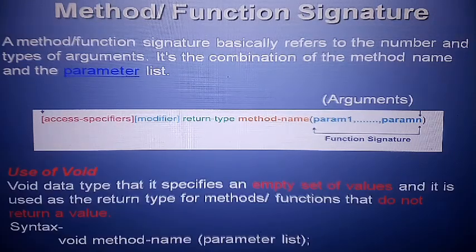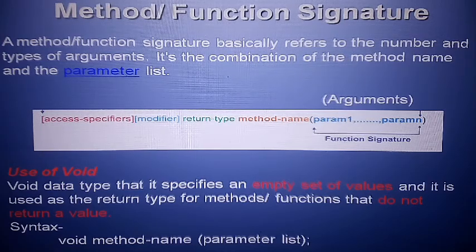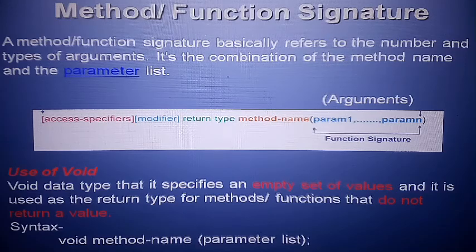After that, the use of void. The void data type specifies an empty set. It means void does not have anything, and it is used as the return type for a method and function that does not return a value. Of course, why? Because it does not have any value. These are empty sets. So this is the syntax of void methods: method name, and then parameter list.